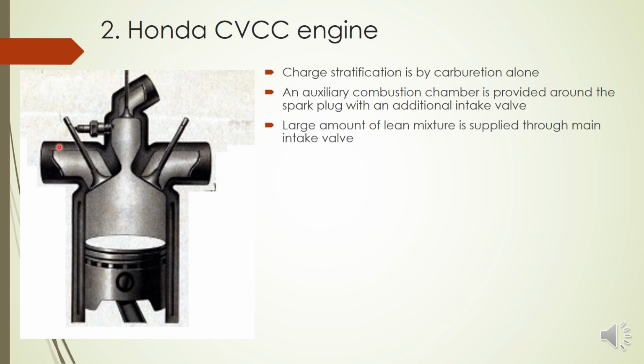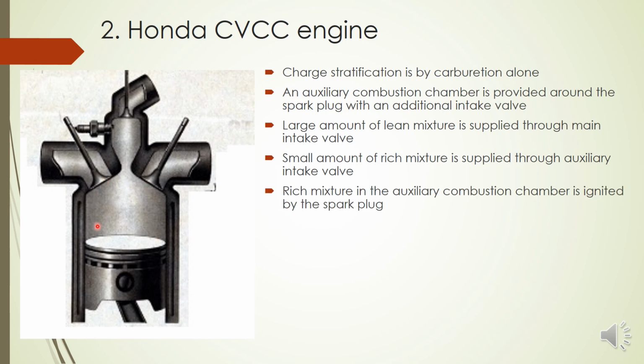Through the carburetor we have two lines. First we supply a lean mixture to the main combustion chamber through the main intake valve, and we use a small amount of rich mixture in the auxiliary combustion chamber through this valve. So we are providing two types of mixture: a small amount of rich mixture here and the remaining large amount of lean mixture here.